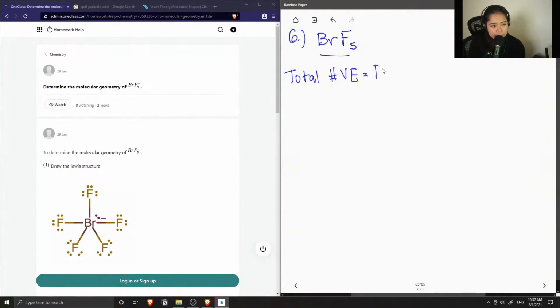So bromine has 7 valence electrons, and fluorine also has 7. And since there are 5 atoms of fluorine, we would multiply this by 5. So in total, we have 42 valence electrons.